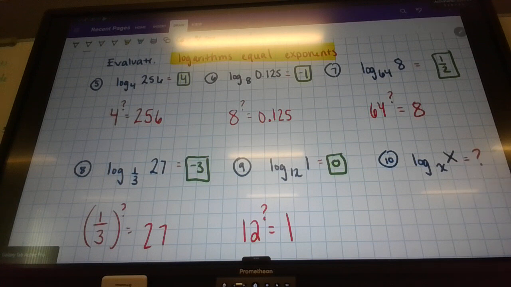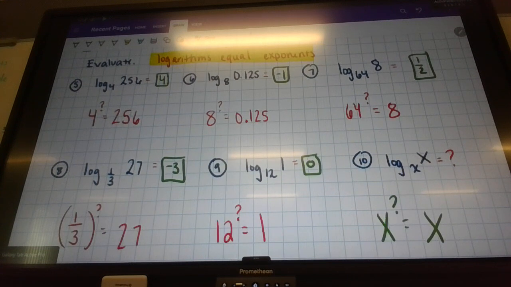So you might be feeling like, I don't know why I have to do this. I already figured out how to do it in my calculator. But understanding what it's doing without the calculator is going to help you when you get to variables. So x, what power is x? 1. Anything to the first power is itself. So that's an important property. If the base and the argument, the subscript and the argument match, that power was 1.